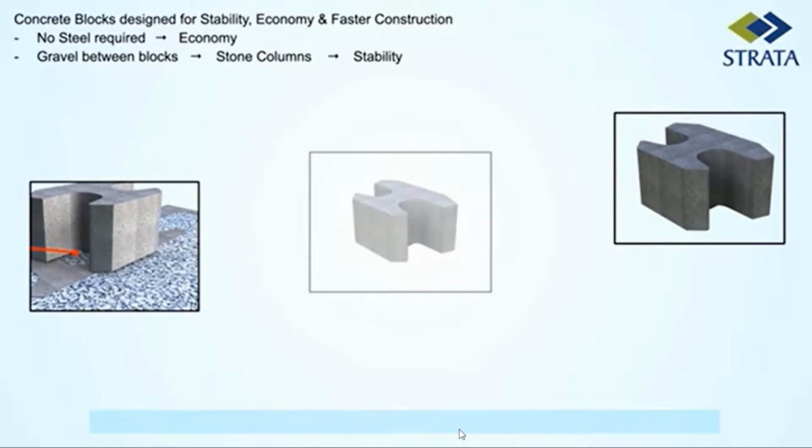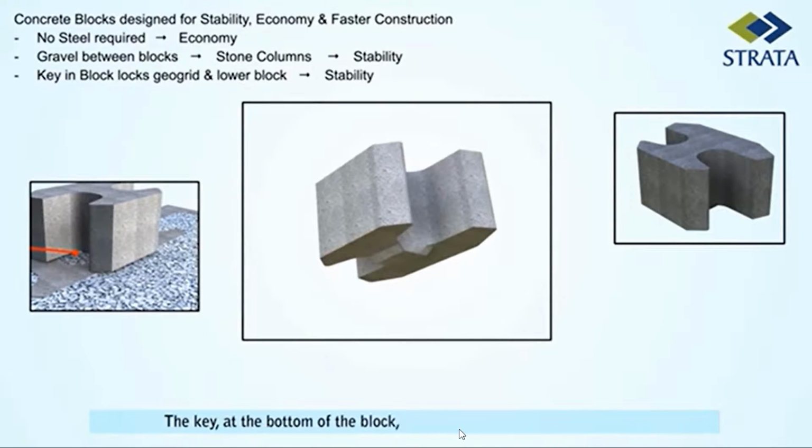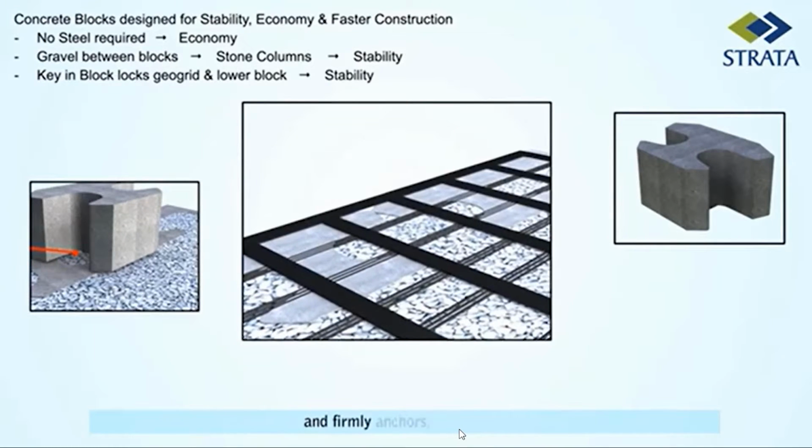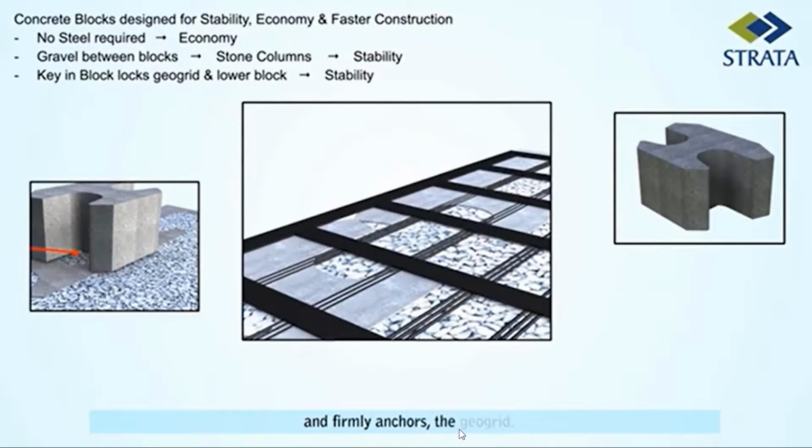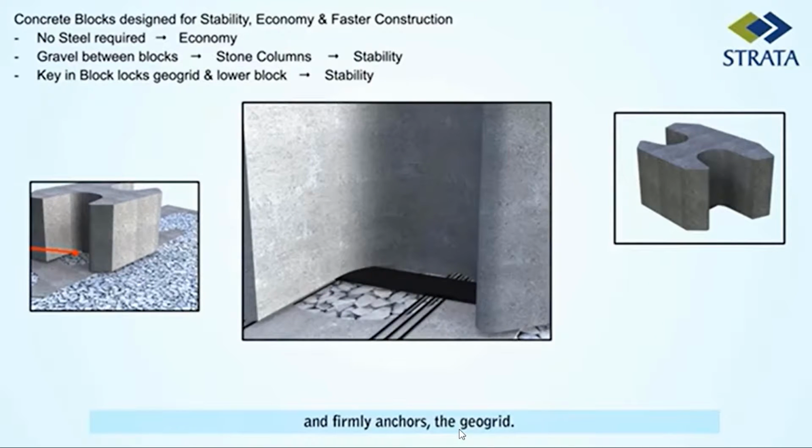The key at the bottom of the block fits into the cavity of the lower block and firmly anchors the geogrid. So this is how your geogrid is mechanically interlocked and then there is friction between the two.